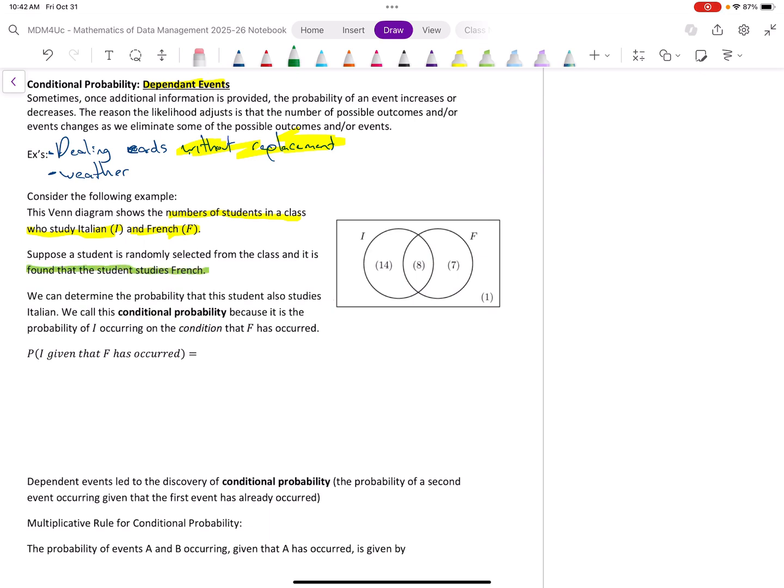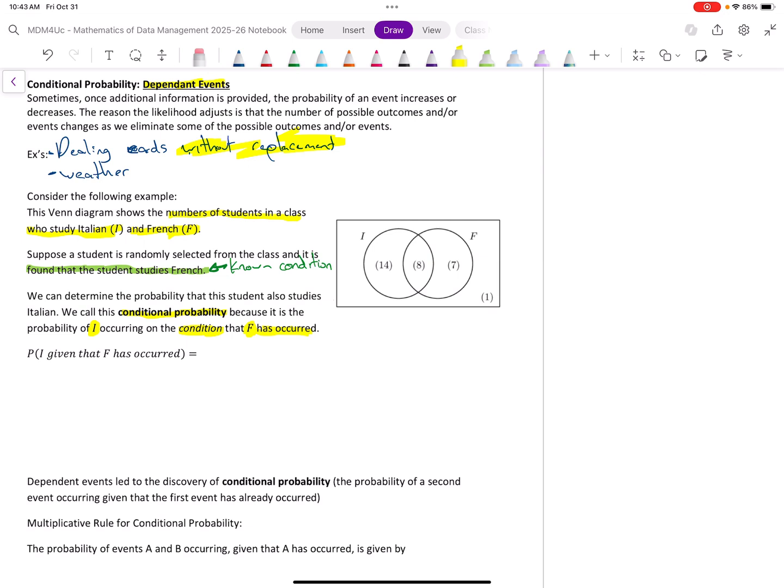So this is where you have this conditional kind of aspect to this, which is like a known condition. It's a known piece of information which is going to impact the probability of anything going further when we talk about that student. So it says we can determine the probability that this student also studies Italian, and this is called conditional probability because it is the probability of studying Italian occurring on the fact or condition that I know that they already are a person who studies French.